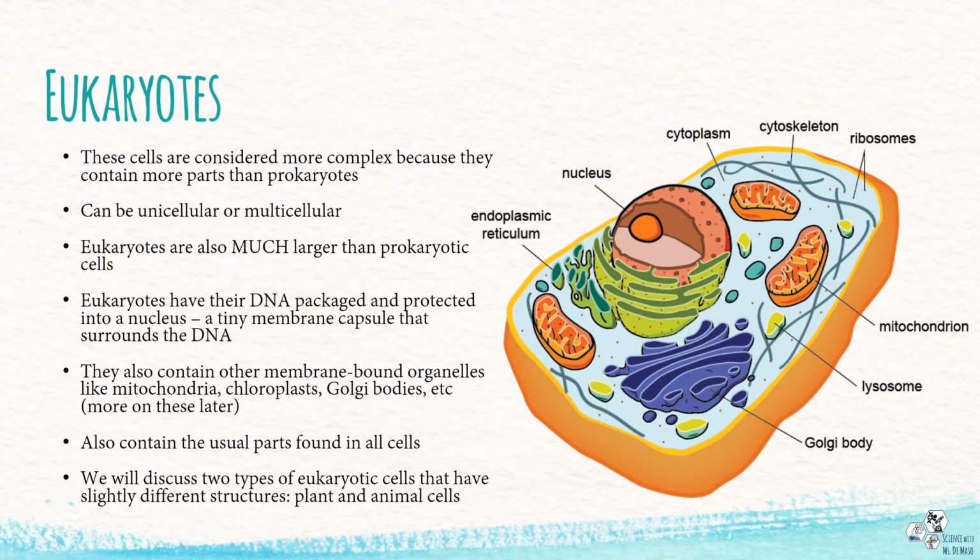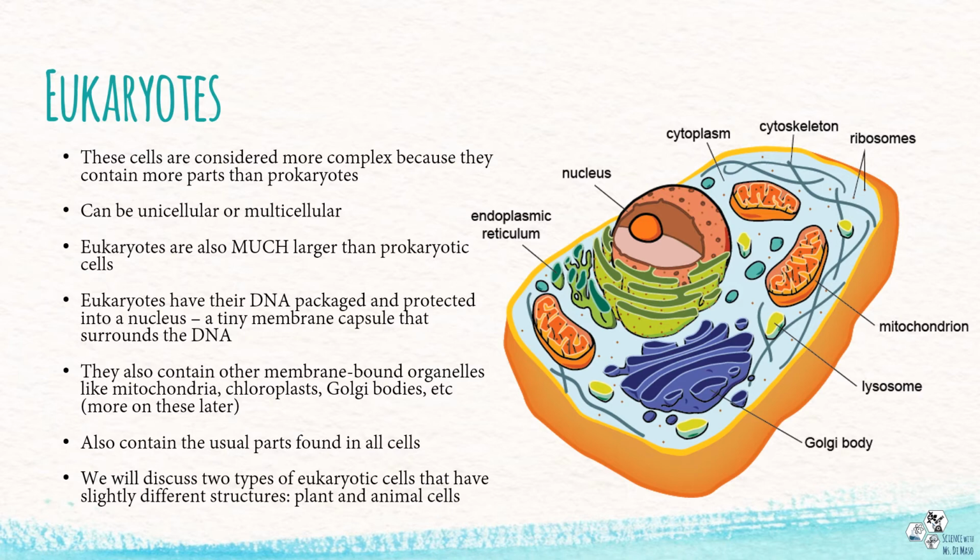Now eukaryotes, like I said, are considered more complex because they have a lot more parts that seem to be more advanced than the prokaryotes. They can be unicellular or multicellular, like our bodies, or like a little amoeba. They are also much, much larger than prokaryotes. So these are big cells, and prokaryotes tend to be smaller cells.